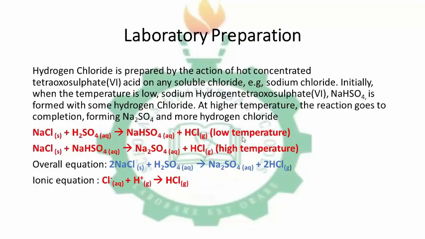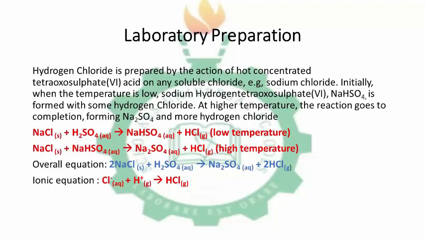Now to the laboratory preparation of hydrogen chloride gas. Hydrogen chloride gas is prepared by the action of hot concentrated tetraoxosulfate(VI) acid on any soluble chloride. We have different examples of soluble chlorides: sodium chloride, potassium chloride, magnesium chloride, calcium chloride, and other examples like that.